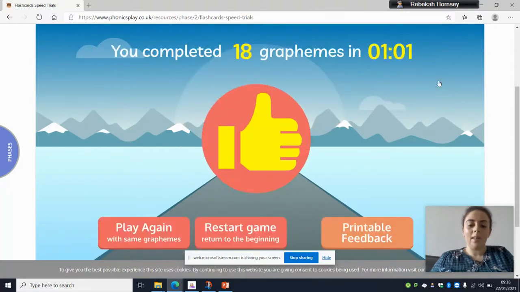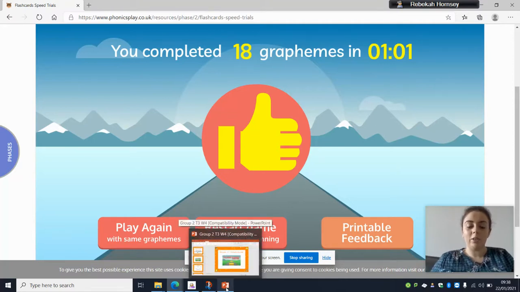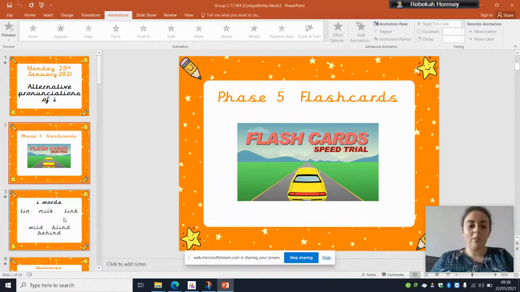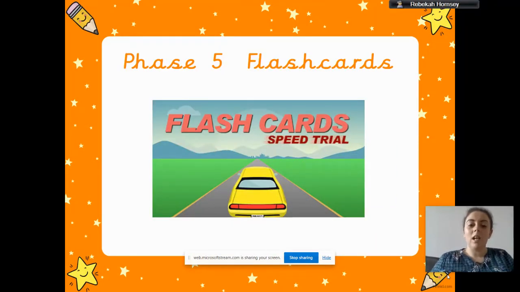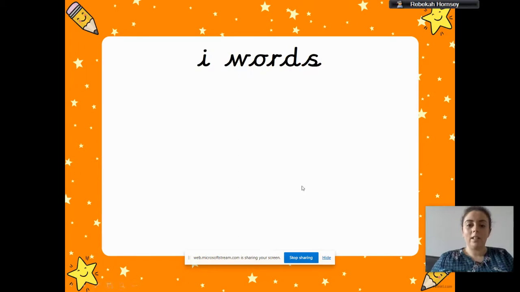O. Well done. So we've learned 18 new graphemes at the beginning of phase 5A. So now we're not learning any new graphemes, we're just learning alternative pronunciations of those graphemes. And what that means is sometimes the grapheme will make a different sound than we're used to. So today we're looking at this, aren't we?